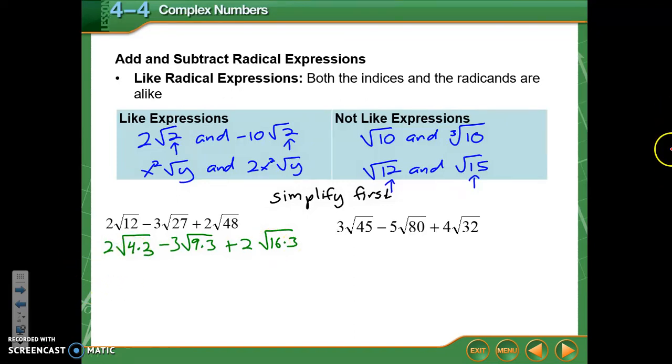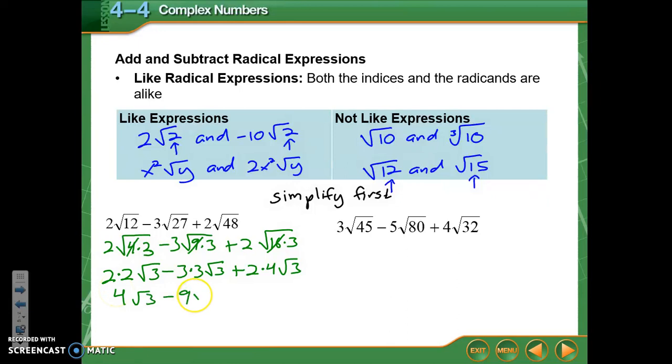So here my 2 that was already outside of the radical stays outside. The square root of 4 is 2, so I bring that outside, and then the 3 stays underneath. Here my 3 stays outside. The square root of 9 is 3, so I bring that out, and then this other 3 stays underneath. Here I have a 2 out in front. The square root of 16 is 4, and the 3 stays underneath. So this is 4 times the square root of 3 minus 9 times the square root of 3 plus 8 times the square root of 3.